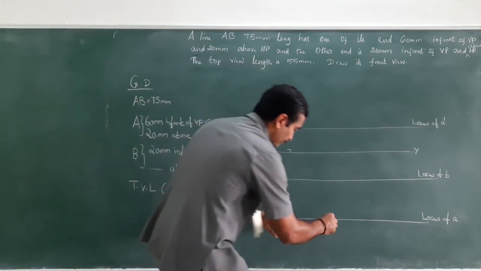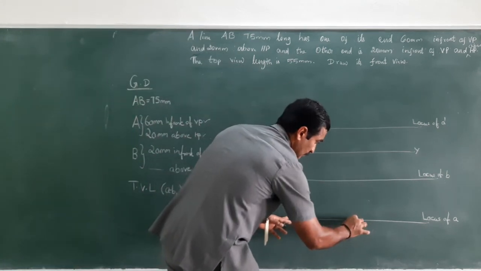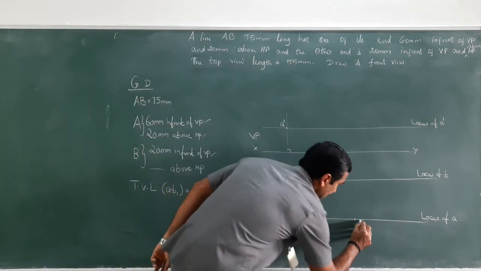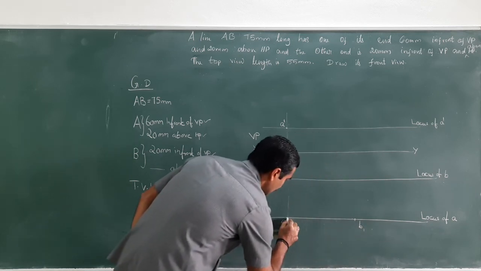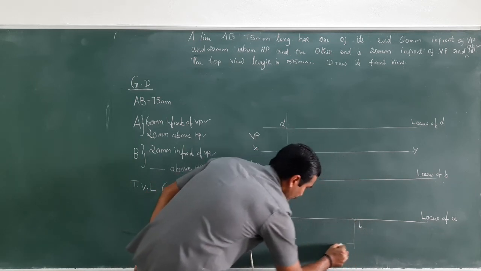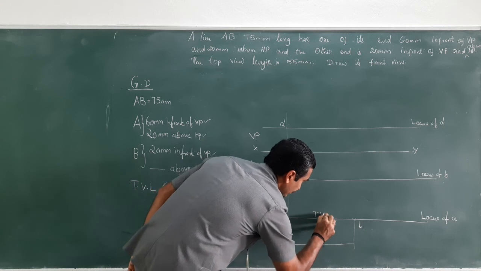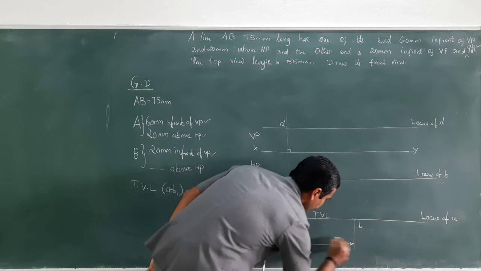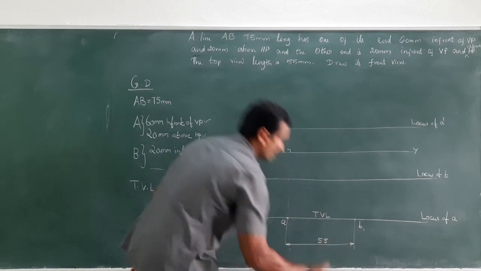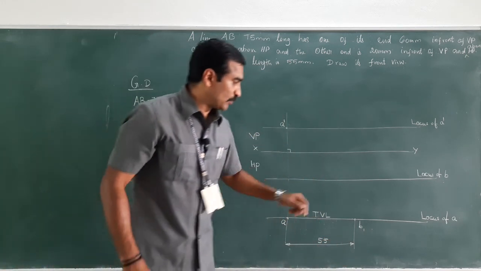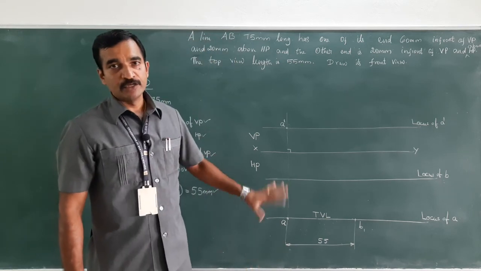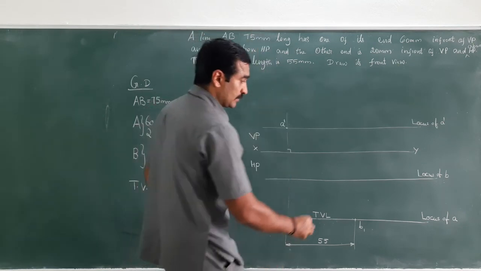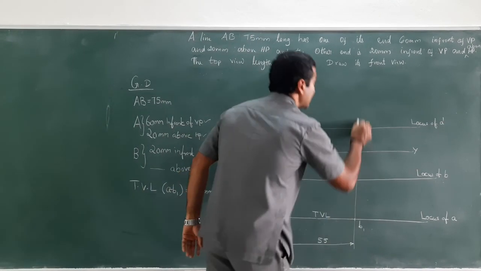Take 55 mm by using the scale, mark that point and call it B1. This distance is the top view length, which is 55. Understood? So this is the top view length. What about its front view? For which we'll have to project the projector vertically upwards.